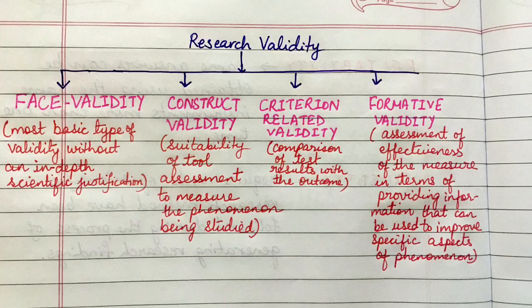So, validity can be divided into 4 types. Number 1 is face validity. It is the most basic type of validity, and it is associated with a very high level of subjectivity because it is not based on any scientific approach. It's just, as the word intends, face validity. In other words, in this case, a test may be specified as valid by a researcher because it may seem valid without any in-depth scientific justification.